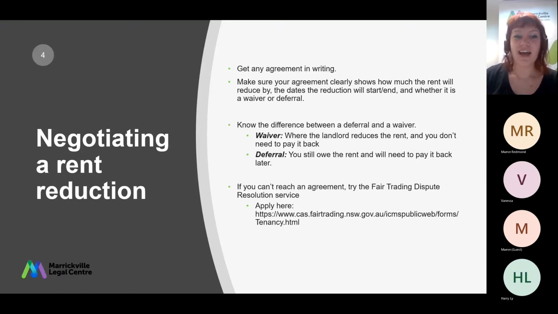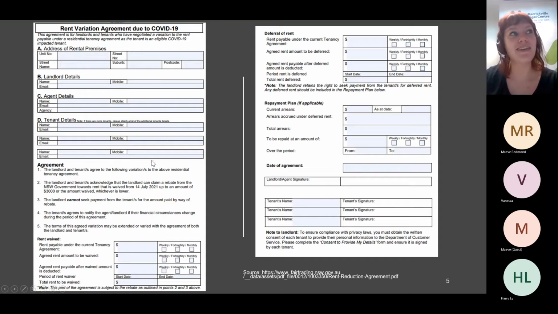So now, as I mentioned, there is an incentive available for landlords who do waive your rent if you are impacted by COVID-19. I will now go to talking about what that actually means. So what is a COVID impacted tenant? And before I do that, here's a sample rent variation agreement. It's designed for tenants who are impacted by COVID-19, but you can see here it very clearly says where there is a deferral, where there is a waiver, the amount of rent and how often that would be. So try and structure any agreement you have on this as much as you can.